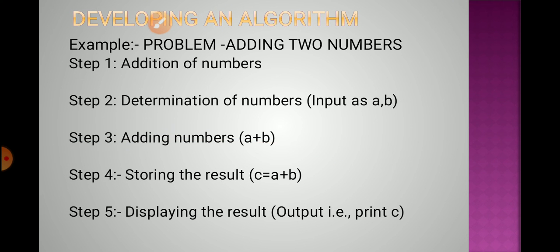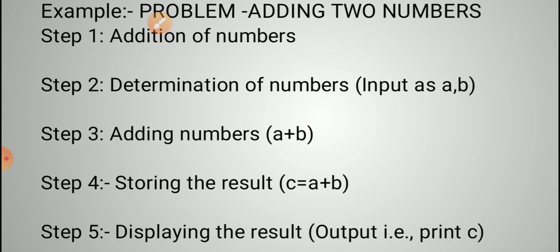We will see an example for developing an algorithm. Just assume that a problem is given to you. That problem is adding two numbers. So first you have to describe the problem. What is the problem we are going to solve? That is adding two numbers. That is step 1. In step 2, determine the numbers. What are the numbers to be added? That is A and B. So you can receive the input. That is determination of numbers.